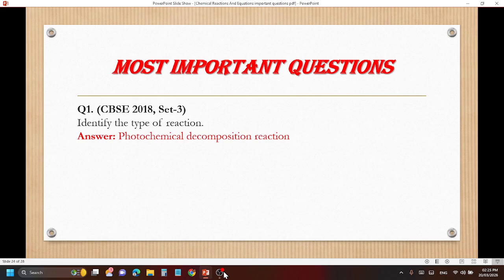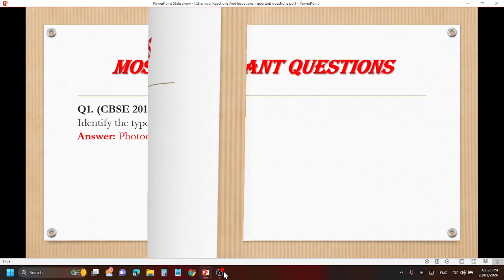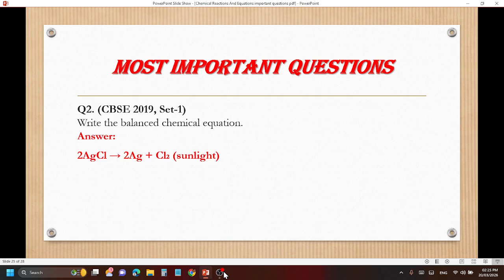First, identify the type of reaction. Silliest question but most important question. The answer is photochemical decomposition reaction. This is the answer. So sorted. This is a CBSE 2018 question. Moving on to the next question, that is: write a balanced chemical equation. I said if you remember the equation, then the whole game is on that itself. So the balanced chemical equation is 2AgCl gives rise to 2Ag + Cl2 in the presence of sunlight. So this is the balanced chemical equation.